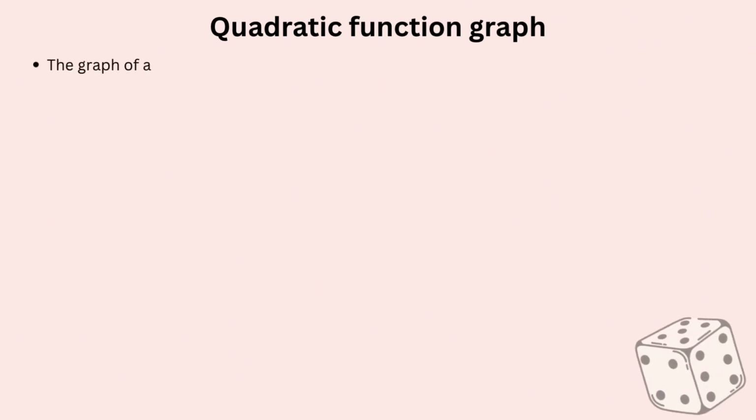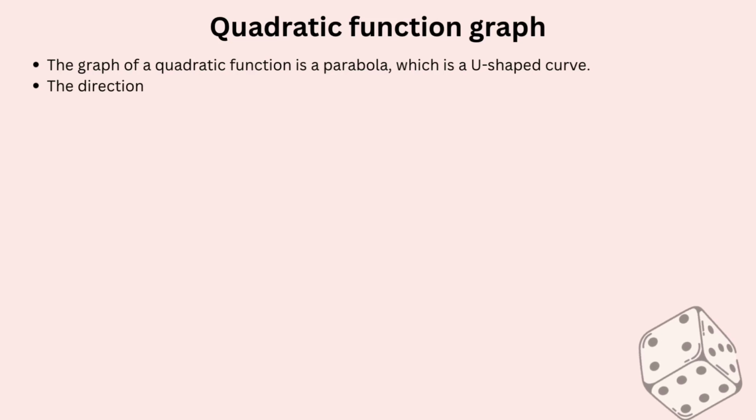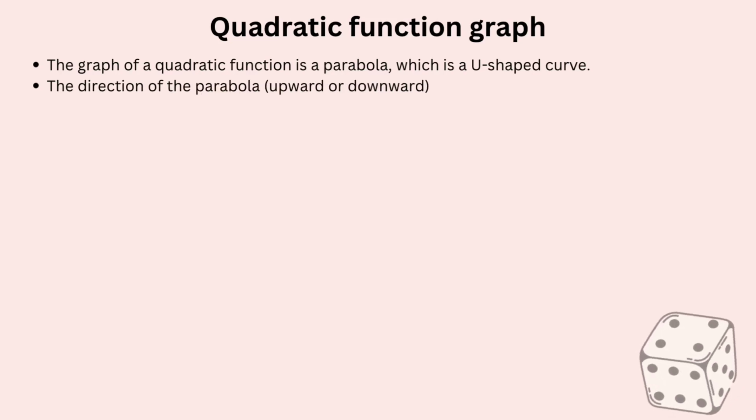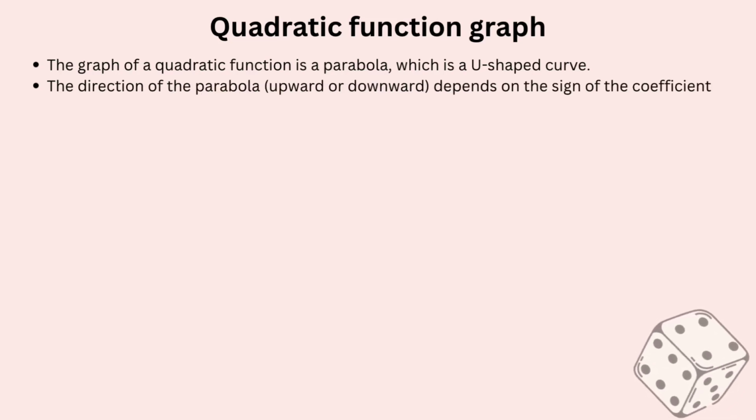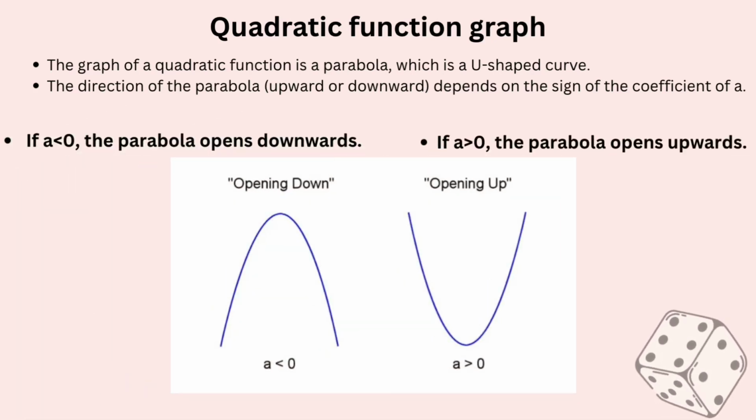Quadratic function graph. The graph of a quadratic function is a parabola, which is a U-shaped curve. The direction of the parabola, upward or downward, depends on the sign of the coefficient a. If a is less than 0, the parabola opens downward. If a is more than 0, the parabola opens upward.